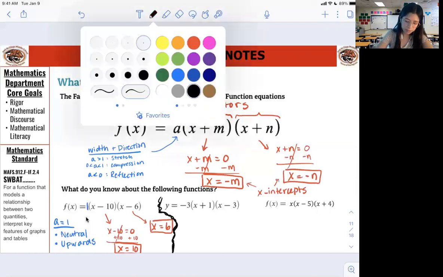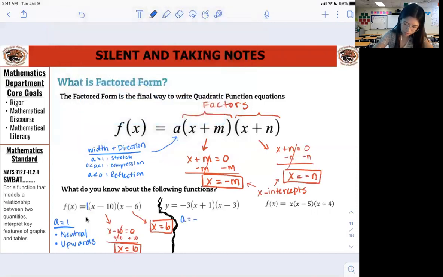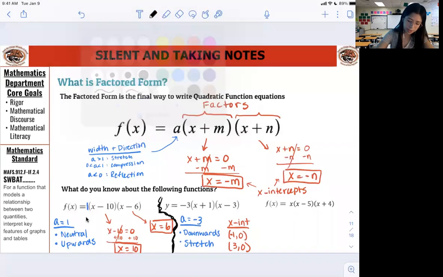Okay, number 2, width and direction. A is negative 3. It is compressing and it's facing downward. You are 50% correct. Oh, it's not compressing. It's not a fraction. It's stretching. Good. Stretching and downwards. And then what are my 2 x-intercepts? Negative 1 and positive 3. So negative 1 comma 0, and positive 3 comma 0. That's the quick way. You just look at the number and flip the sign.